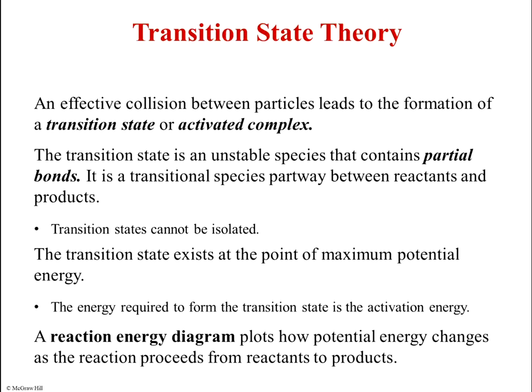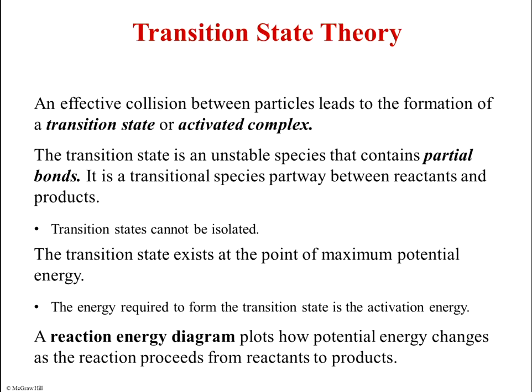Transition state theory pulls this all together. An effective collision between particles leads to the formation of what we call a transition state, or activated complex. This transition state is not a stable molecule, but it's the intermediate that exists in fleeting time as we go from reactants to products. The transition state is an unstable species, and the bonds are not full bonds. They're not normal full two electron bonds.